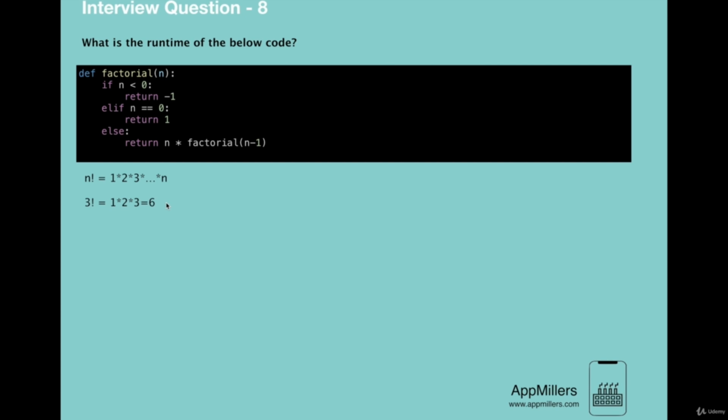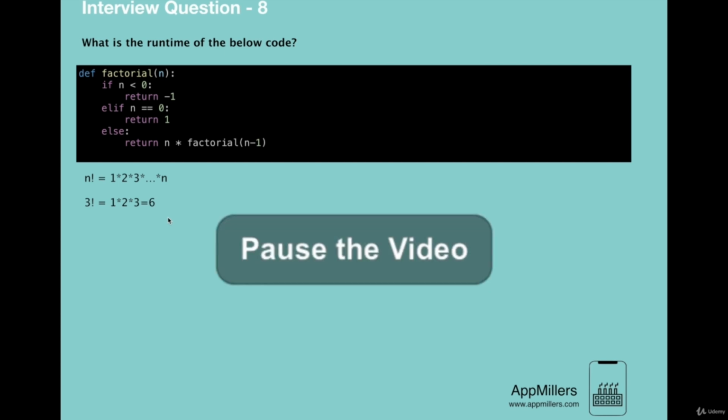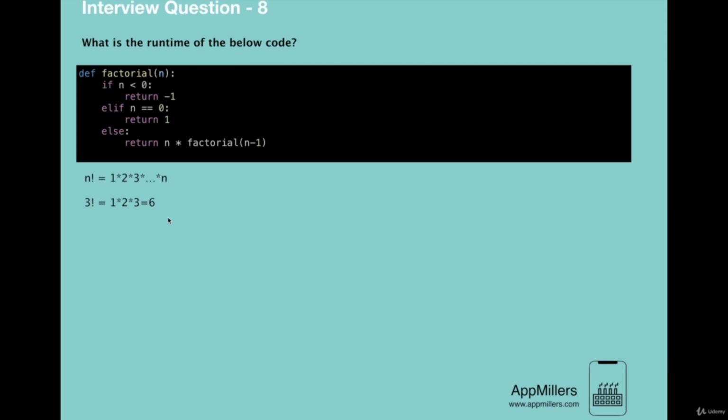We have to take into account that the factorial of 0 is 1, and we took into account this condition in our code. So we need to identify the time complexity of this method. Now here, pause the video and think if you can come up with your own answer. Alright, hopefully you have the right answer. If you didn't figure it out, let's do it together.